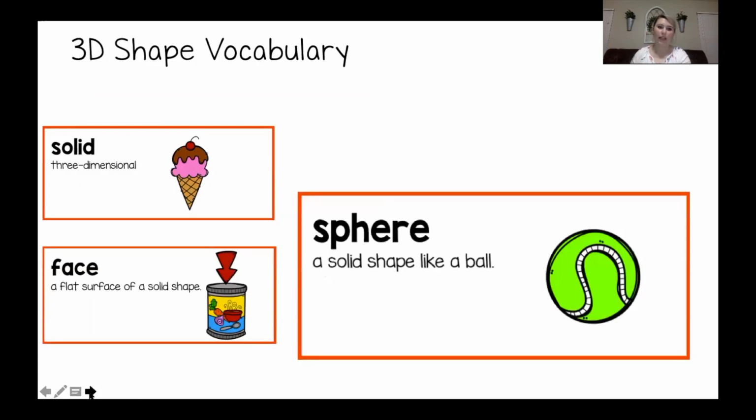All right, we're going to learn about a sphere. A sphere is a solid shape that looks like a ball. So here I have a ball. It is a solid shape.